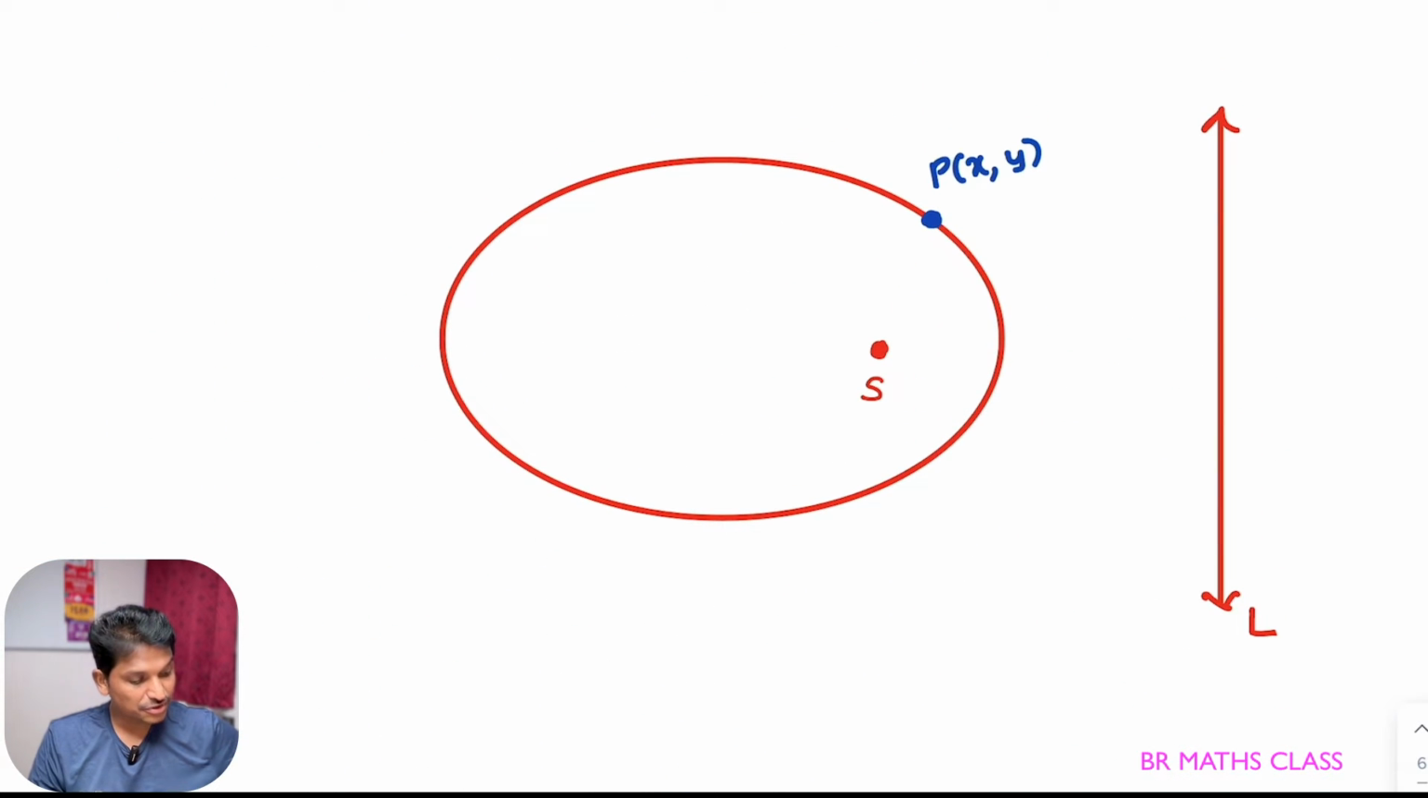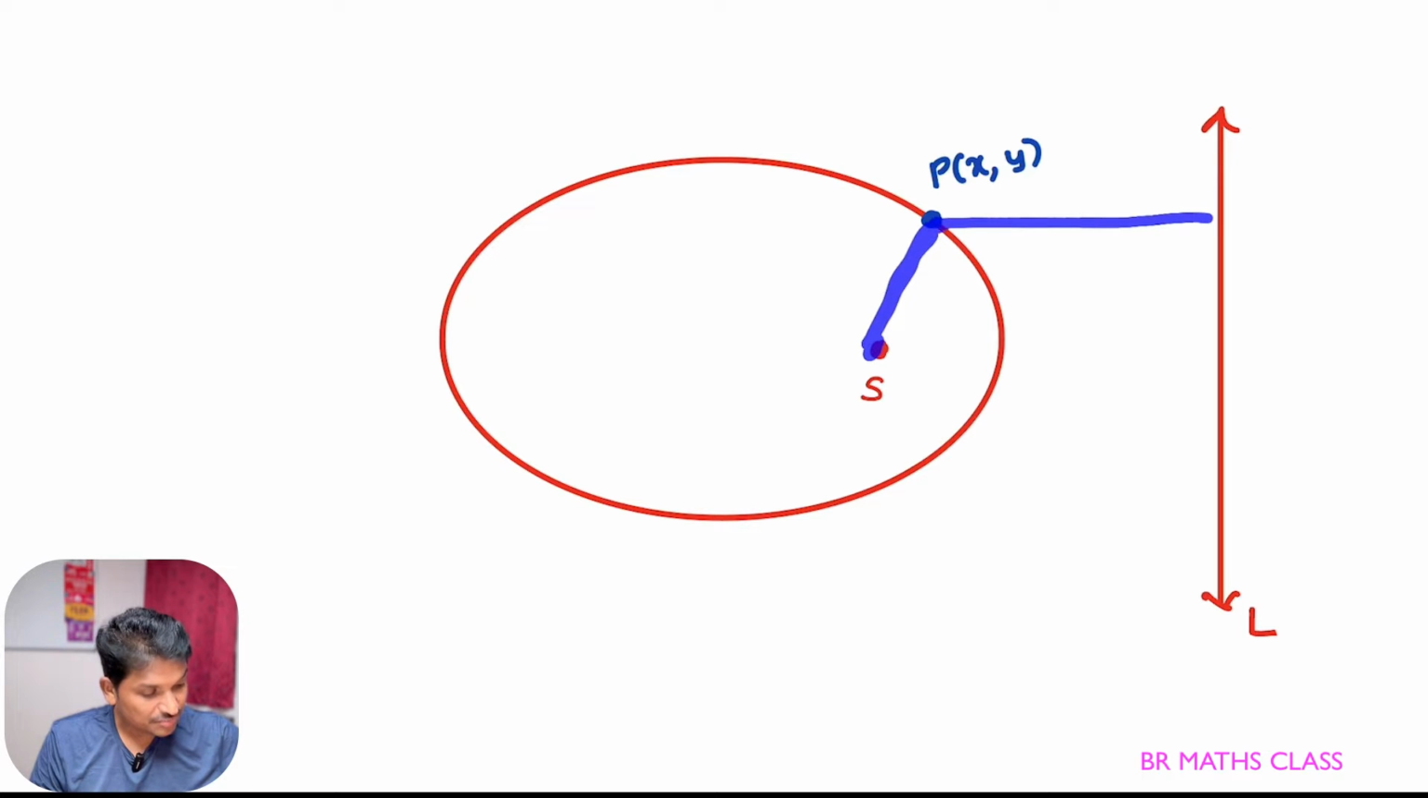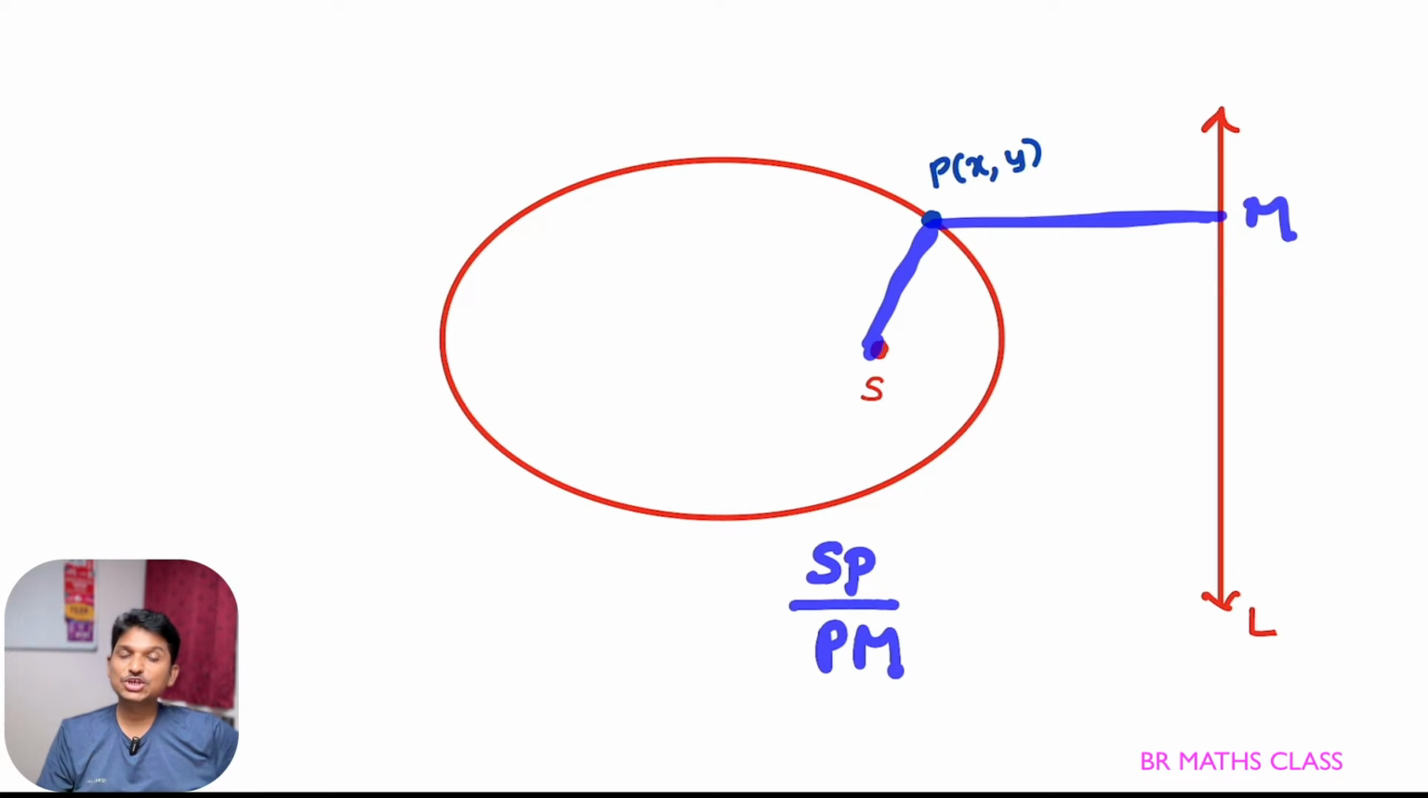That means you observe here, this SP is there, no? SP, this is PM. That means SP by PM. What is this? The ratio of its distances is called eccentricity. This is the third one. See, total three things you learn.